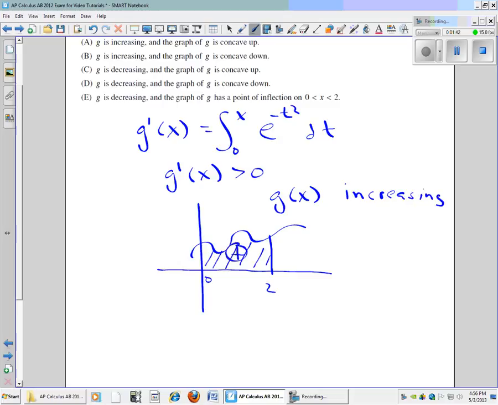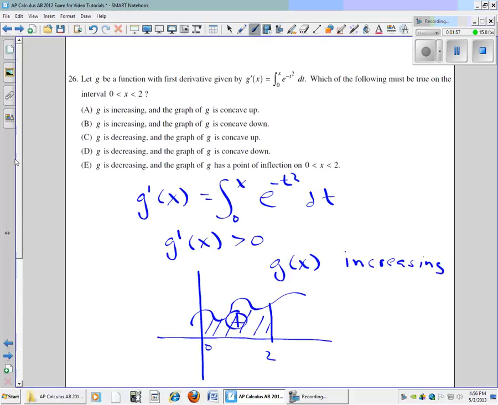Let me say that again. We see that this is a positive area, and therefore g prime of x is greater than 0. And if g prime of x is greater than 0, then g of x is increasing. And so in this case we can eliminate some answer choices like C, D, and E, and determine now, is this function g of x concave up or down? Since I'm given the first derivative, and to determine concavity we look at the second derivative, I only have to take the derivative one more time.